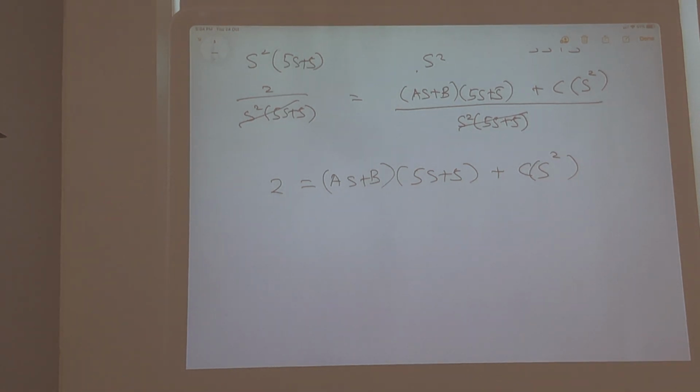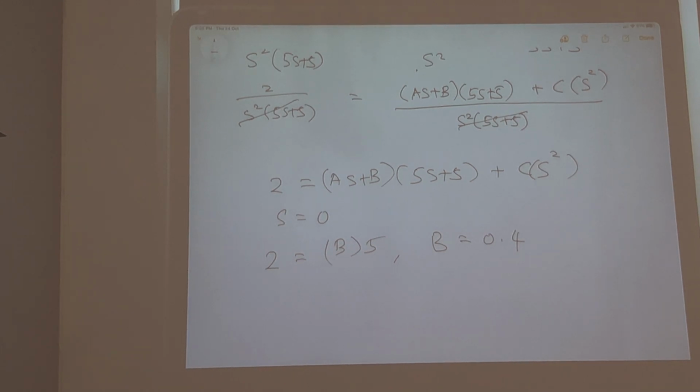Okay, so when I need to find A, B, and C, right, I need to assume the S value. Let's say if I assume S equal to 0, S is like our X and T. If S equal to 0, 2 equal to, this side all become B times 5. This one is 0, right? So B equal to 2 divided by 5 is 0.4. Okay? So what I have here is B equal to 0.4.